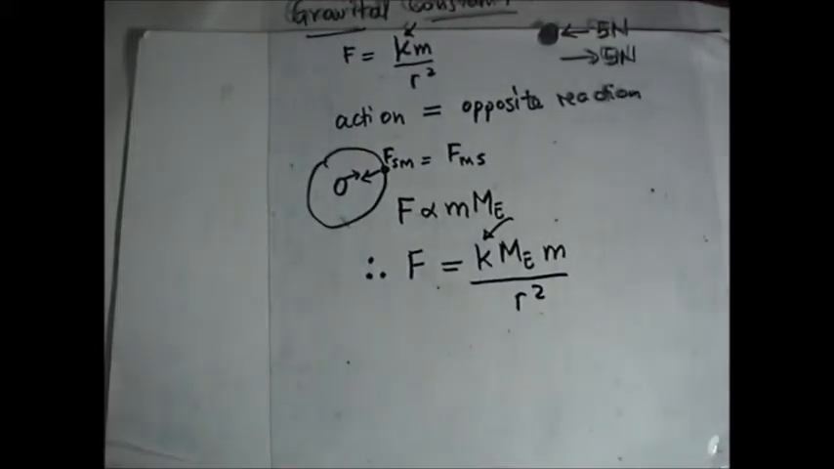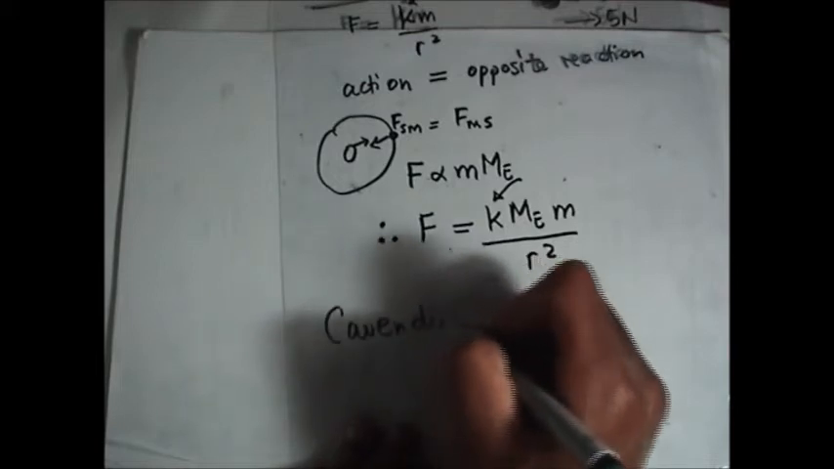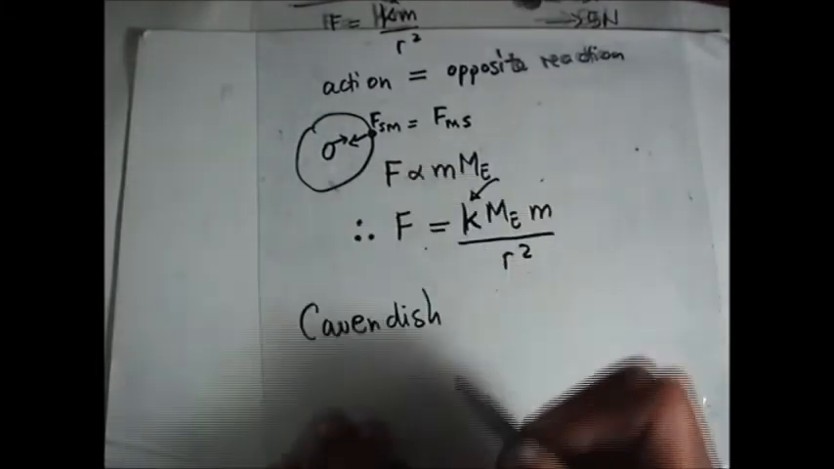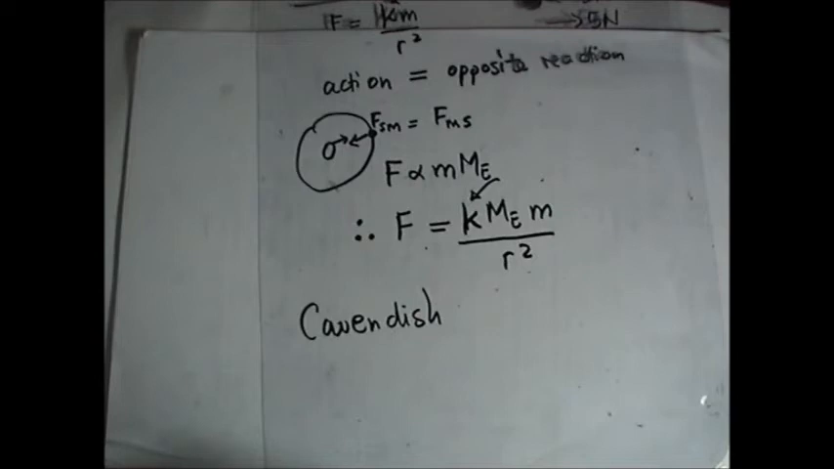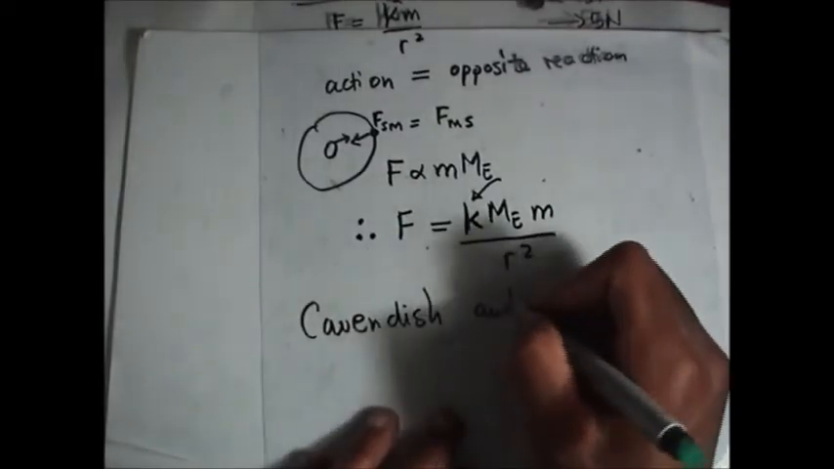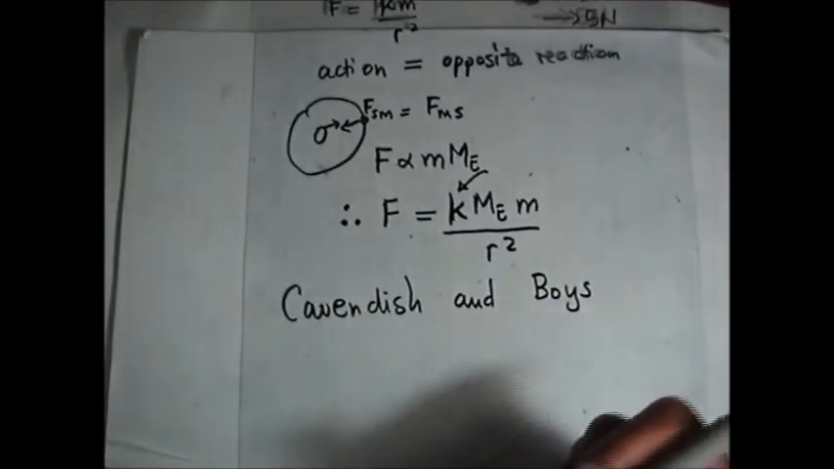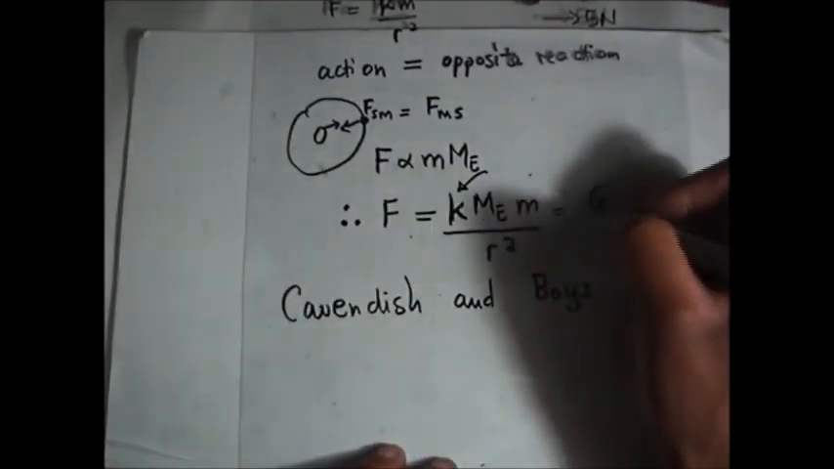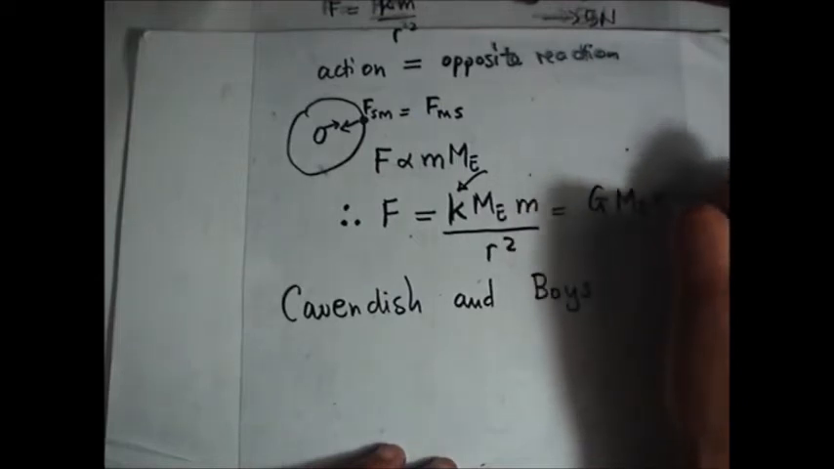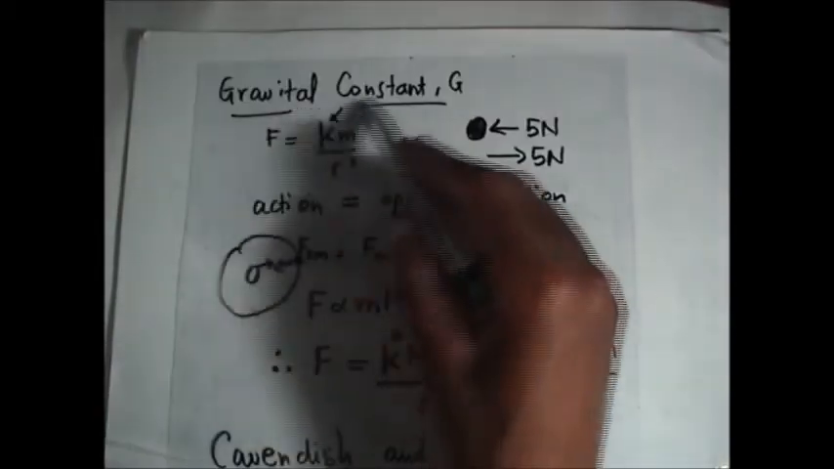Many experiments were done that are difficult for me to explain on a video right now, but experiments were done by a guy called Cavendish. Cavendish did many experiments to measure this K, to see the force. I think it was Cavendish and Boys. They did experiments to measure this K. And this K later changed to a G, just a universal gravity constant.